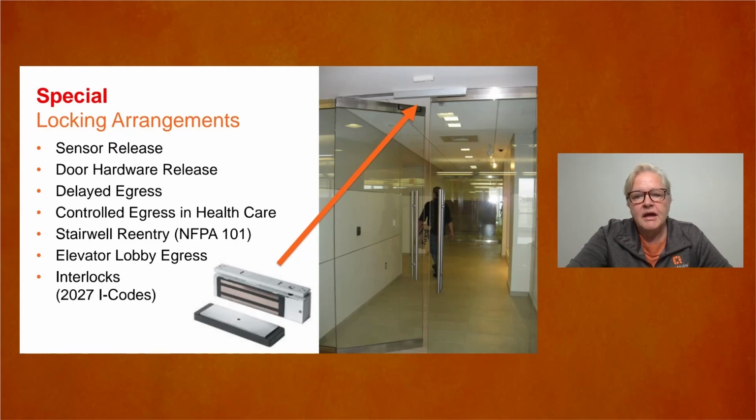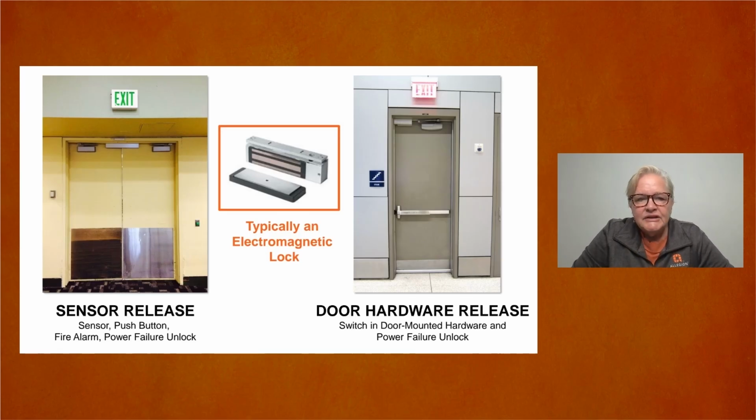I'm going to cover some of these special locking arrangements in future sessions, but just to get us started, I put a few in here to compare. Here we have two that are kind of similar, because these two systems are both usually used with electromagnetic locks. The sensor release section, that's the door on the left, addresses doors where the lock is released by a sensor detecting a building occupant approaching the door. So I'm approaching the door, it senses me, and it unlocks that mag lock for egress. We also have to have an auxiliary push button, and the door has to unlock upon power failure and upon fire alarm activation if the building has a fire alarm system.